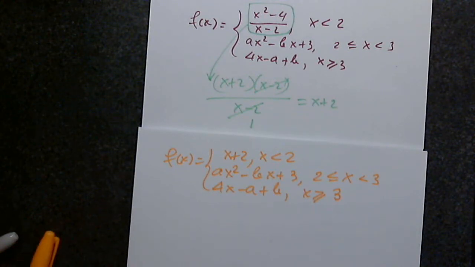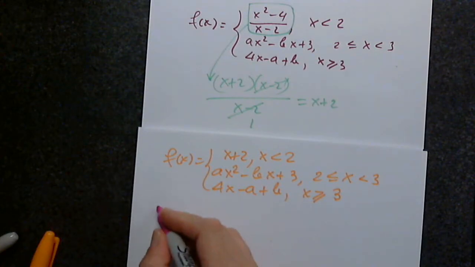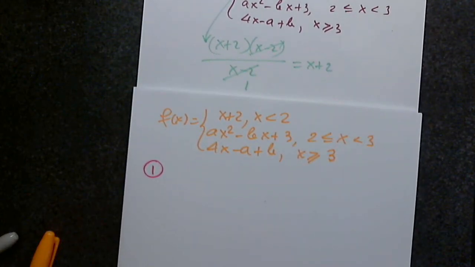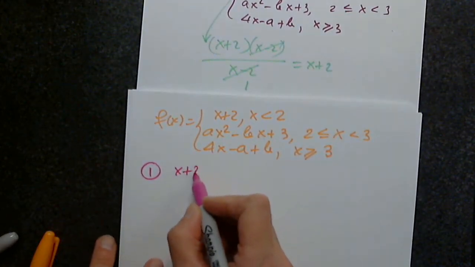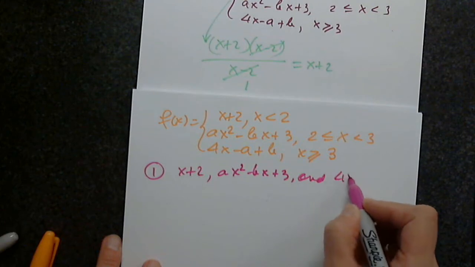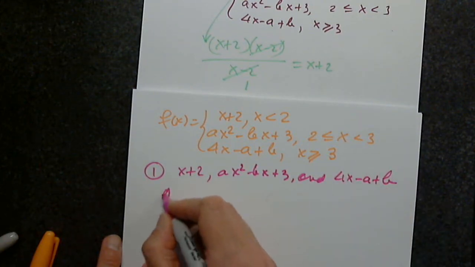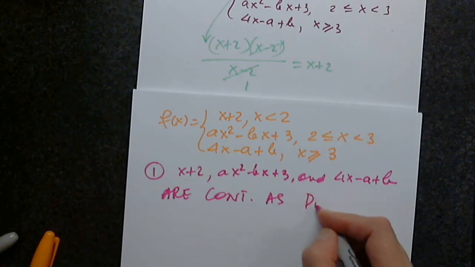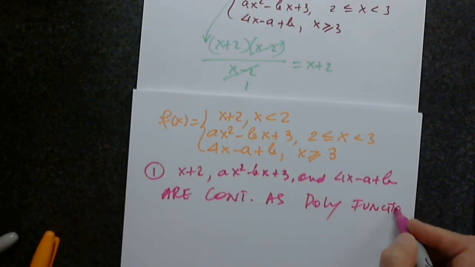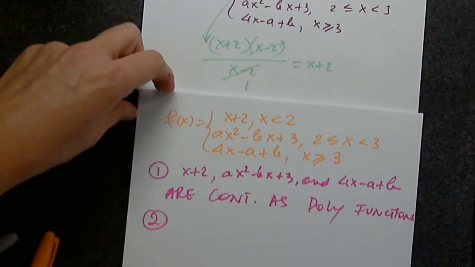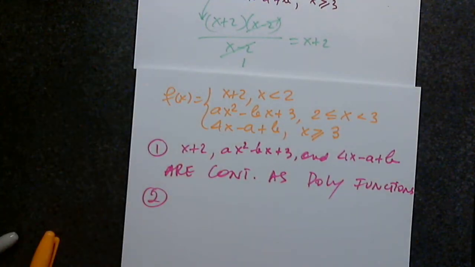Okay, so the first step that I have to present on the test or final exam, not in WebAssign of course, is this: that x plus 2, ax squared minus bx plus 3, and 4x minus a plus b are continuous. As what type of functions? Excellent. As polyfunctions. Excellent. Now, in step 2, I have to find or discuss or study what?